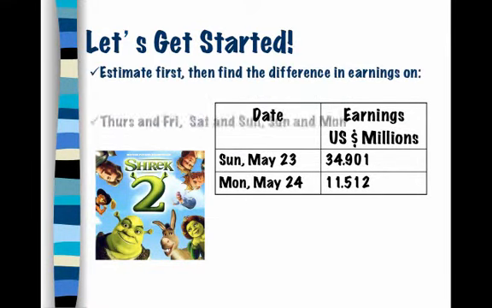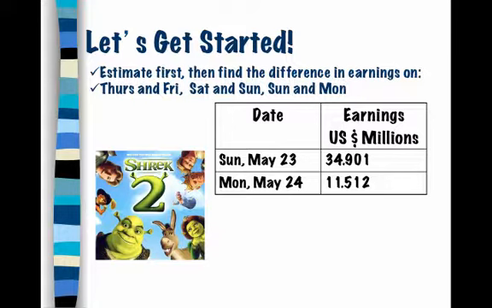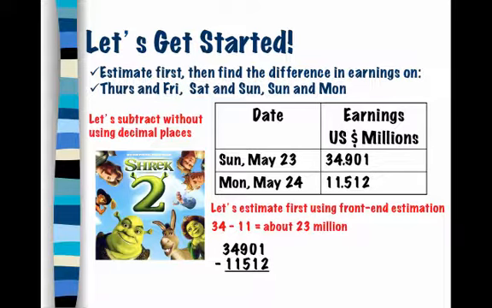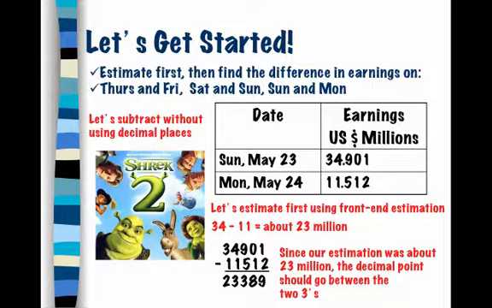Last one to go. Let's do Sunday and Monday. 34 minus 11. You can do that in your head, about 23 million. We subtract without the decimal places. And we're left with 23389, which is pretty close to our estimation if you put the decimal place right in between the two threes.